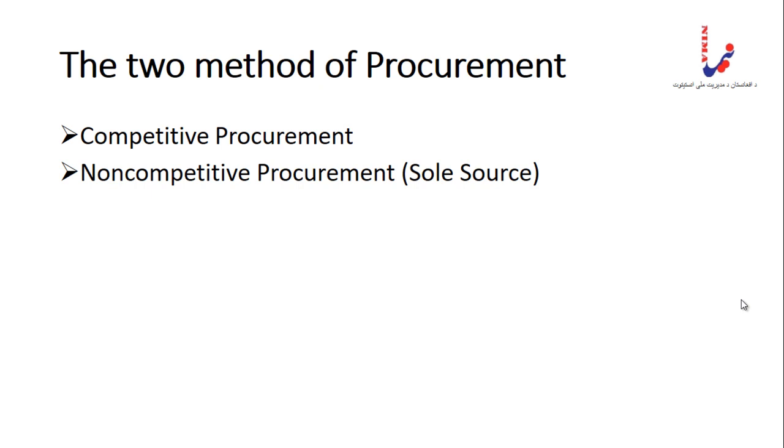There are mainly two methods for procurement. The first one is the competitive method and the second one is the non-competitive method, or we can say the sole source method.